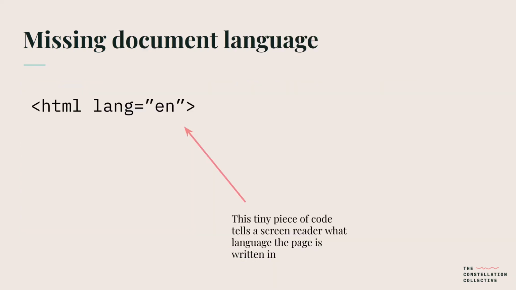Missing document language. This one is so easy to fix. Using the HTML language attribute is really important so that screen readers know what language your page is in. It can also be used to specify if snippets of text are in a different language than the primary content of your page so that they're pronounced correctly. And it's really just this tiny piece of code that needs to be added.